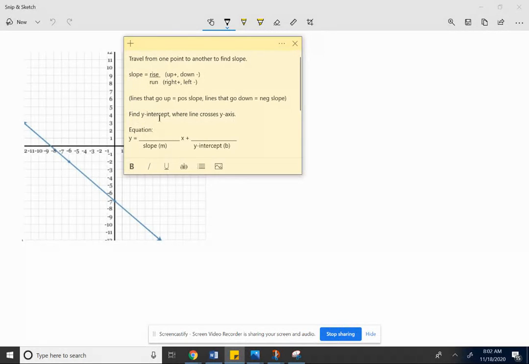Then you're going to find the y-intercept, where the line crosses the vertical y-axis. And then you're just going to put those two numbers into the equation: y equals, your slope goes in front of the x, and then plus your y-intercept goes at the end. There are some ways to clean up that answer to make it look a little better, but this is the big idea. Okay, let's do this problem.